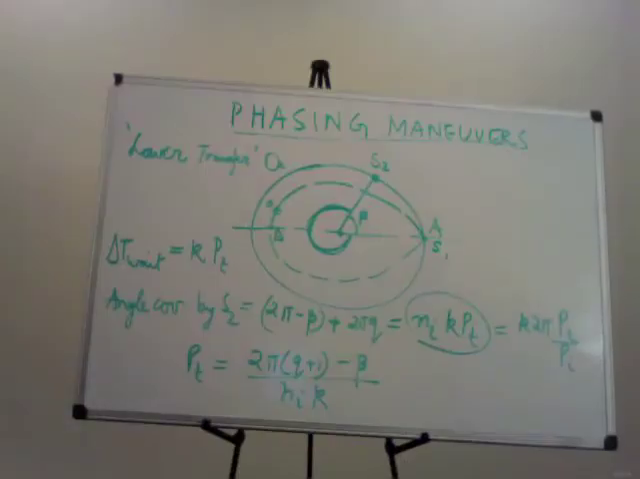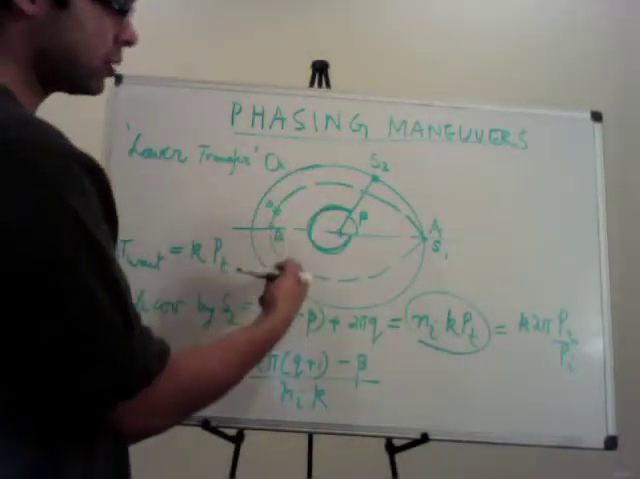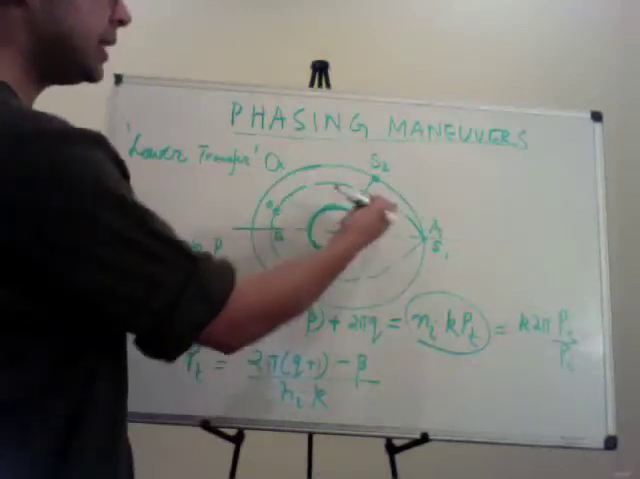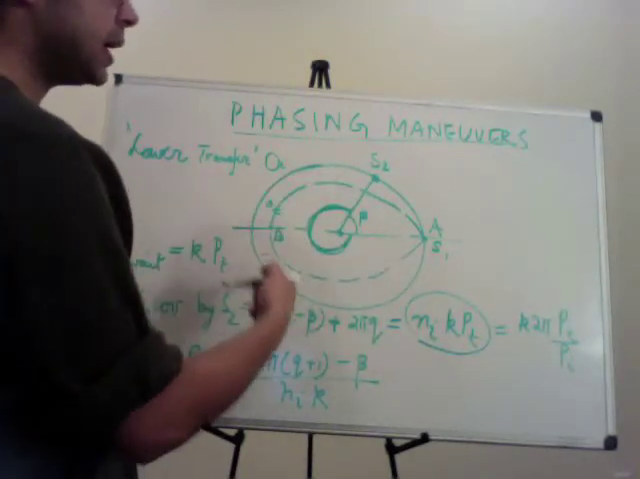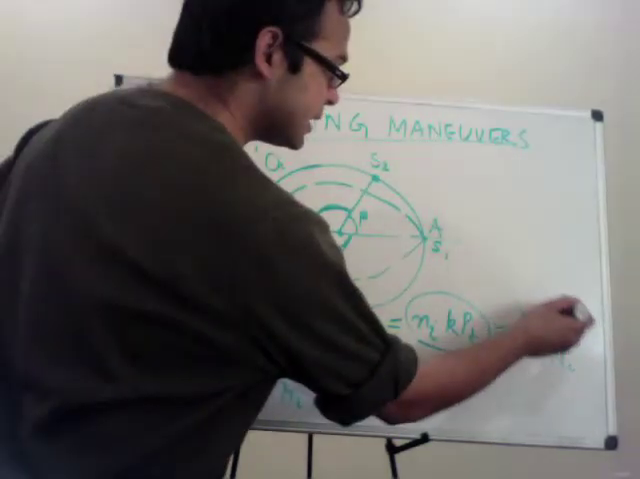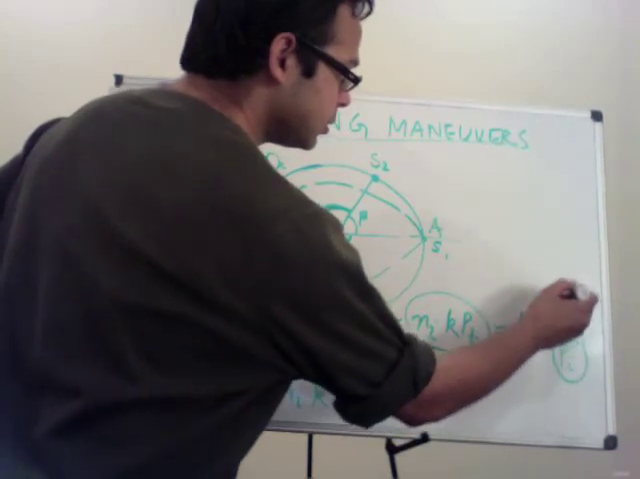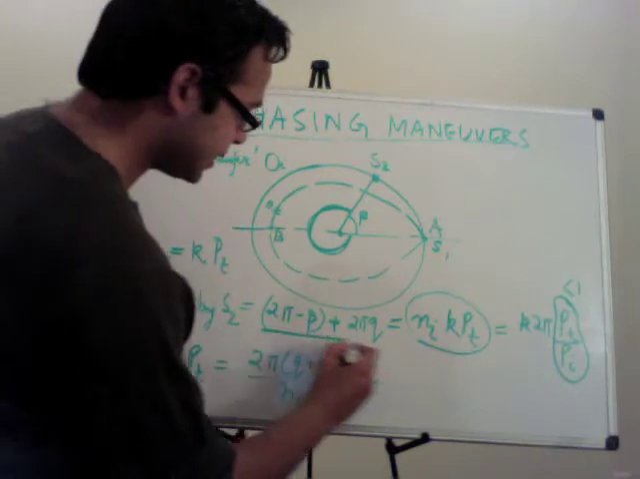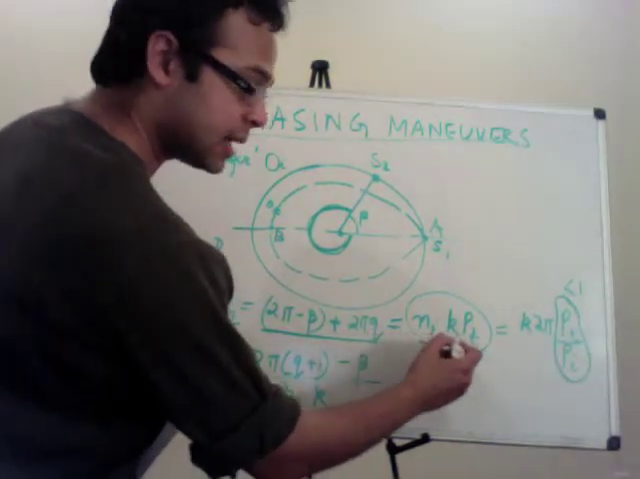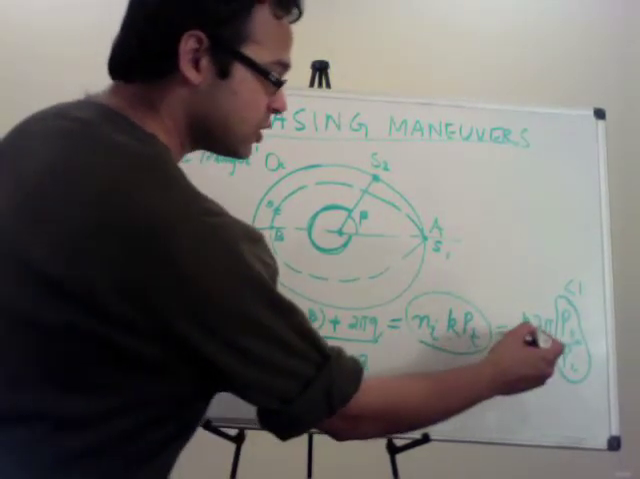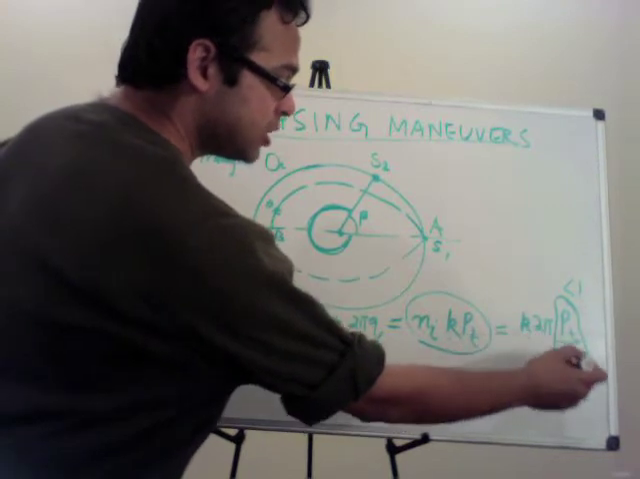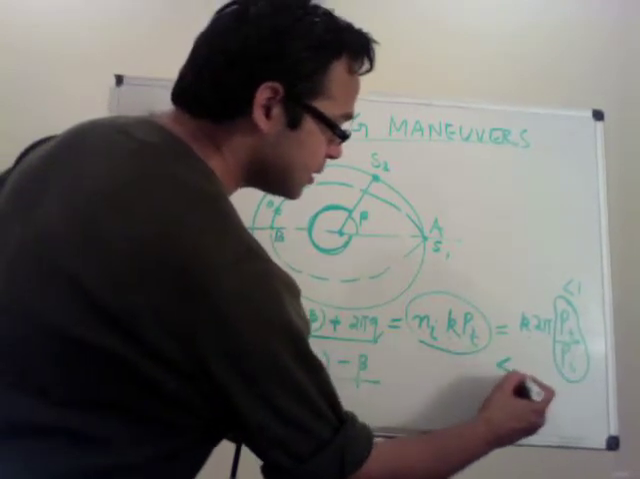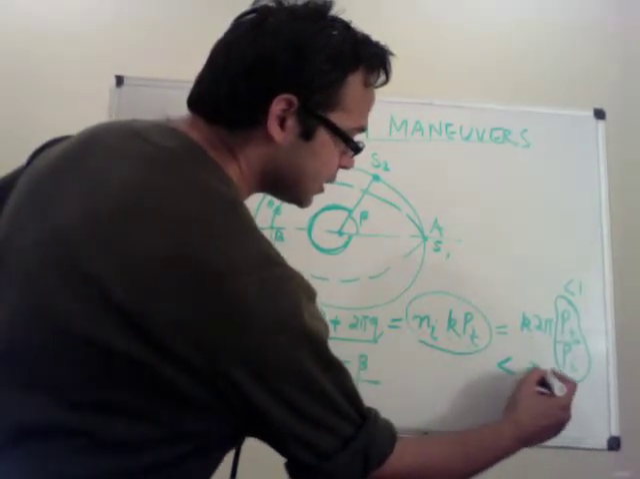But the transfer ellipse is smaller than the original orbit, right? So pt is less than pi, and therefore this fraction is less than 1. Okay, so what we have is that this left hand side is equal to ni times k times pt, which is equal to 2 pi times k pt over pi, which is less than 2 pi k times 1.